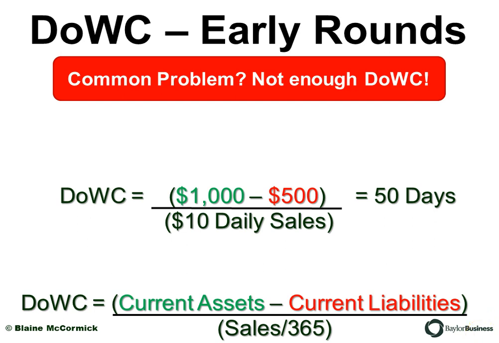Let's say you have $10 worth of daily sales, and you have 1,000 in current assets and 500 in current liabilities. If you take the difference between those two, that'd be 500. Divide by 10, that'd give you 50 days of working capital.